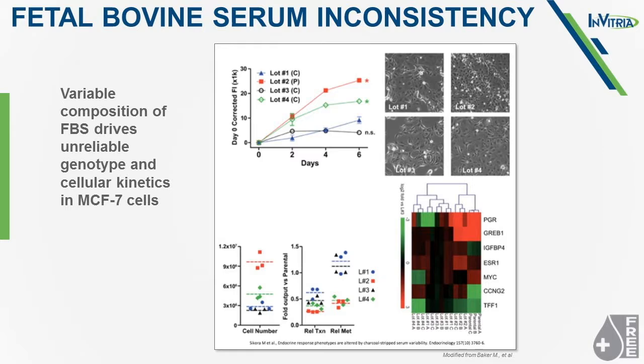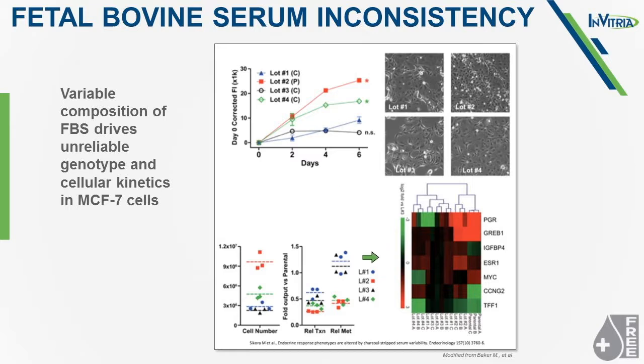So to drive this point home, this is a published study showing the effect of 4 different lots of serum in a standard cell culture model, MCF7. Some of you out there may have a lot of experience with this cell type. This shows 4 different lots of serum looking at growth kinetics, overall cell yield within 6 days of that growth kinetic study, and then the relative metabolic activity, morphology, and genotype, the genetic expression of 6 different genes within these 4 different lots of FBS.